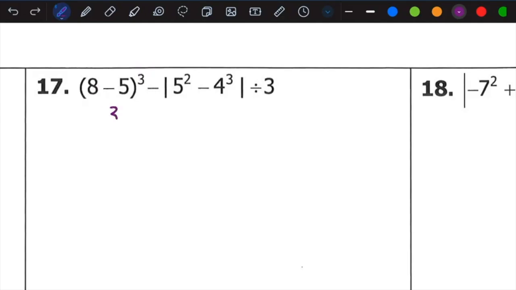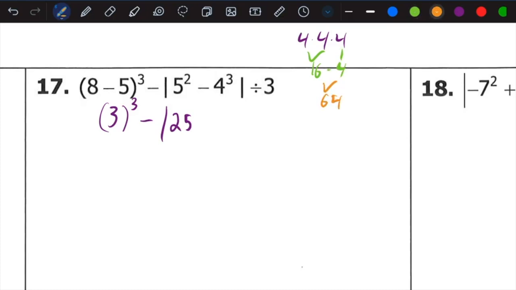So 8 minus 5 is 3, and we have 3 to the third power, minus the absolute value of, inside the absolute value, exponents would come before subtraction. 5 squared is 5 times 5, or 2 5s, and that's 25. 4 cubed is 3 4s, so that's 4 times 4 times 4. And 4 times 4 gives us 16. And 16 times 4 gives us 64. So we're going to have minus 64, divided by 3.